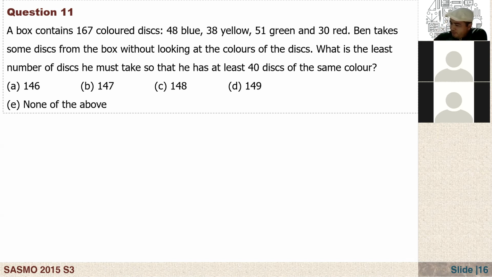A box contains 167 colored discs: 48 blue, 38 yellow, 51 green, and 30 red. Ben takes some discs from the box without looking at the colors of the discs. What is the least number of discs he must take so that he has at least 40 discs of the same color? So what is the minimum number of discs he must take so that he has at least 40 discs of the same color?